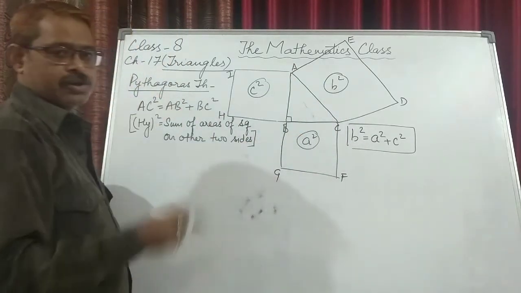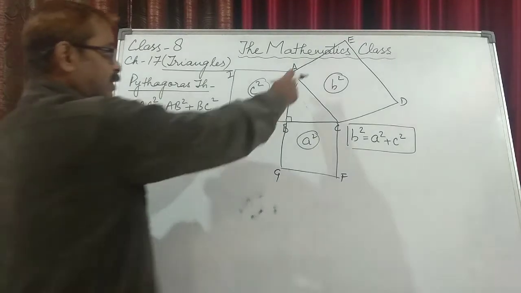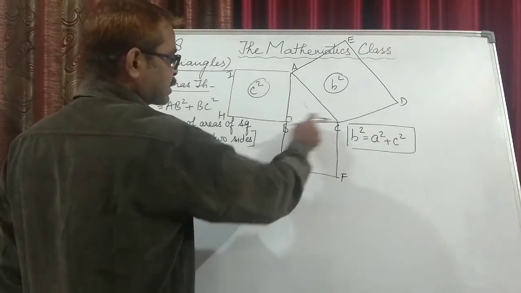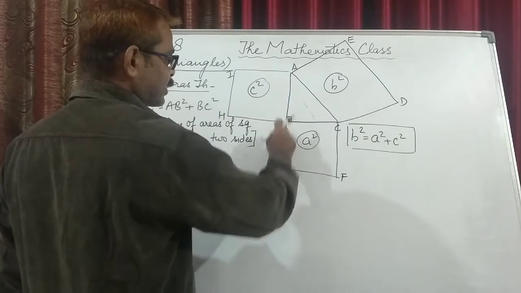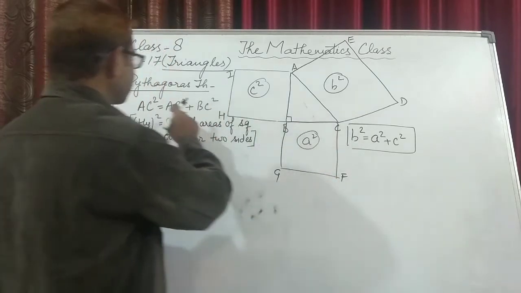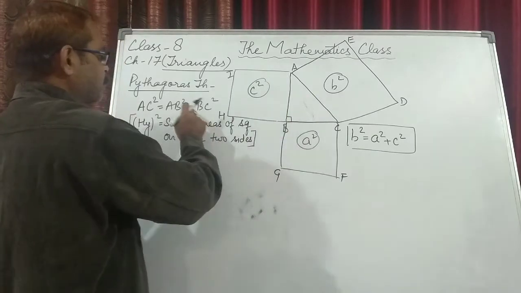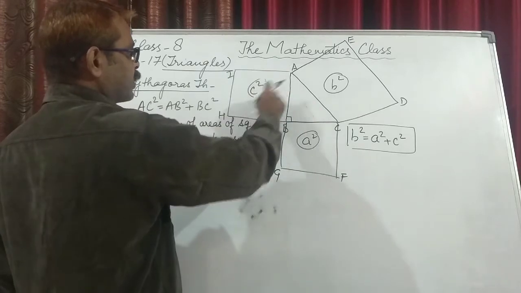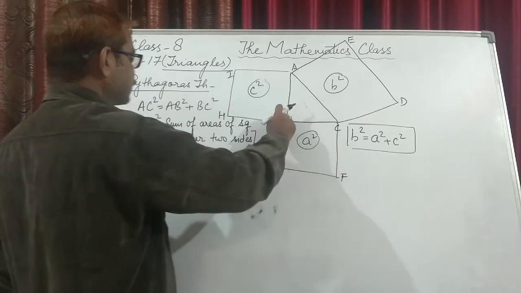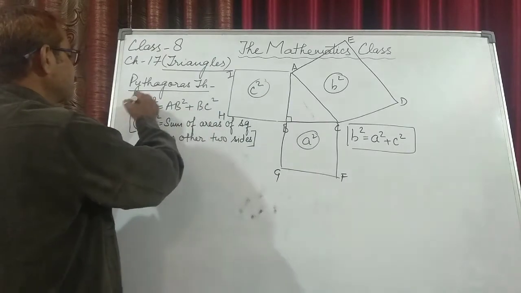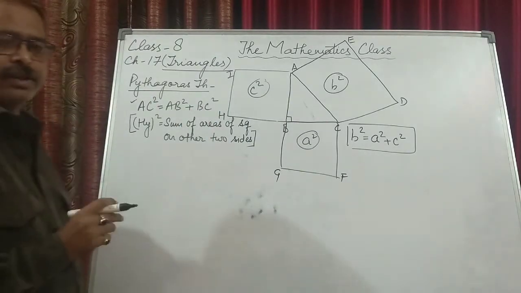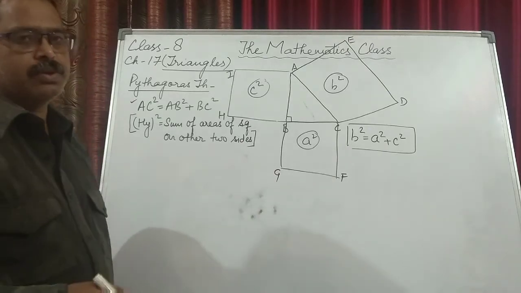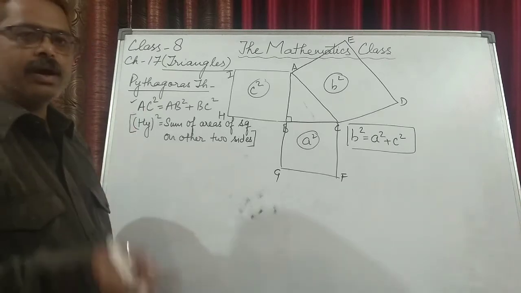Why AC square? Because the area of a square is side square, and this side is AC. So we have written AC square is equal to BC square. This side is BC, so whatever square will be there, its area will be the square of BC. So AB square plus BC square. AB will be this side. So the area of this square will be side square, and the side is AB. So AB square plus BC square. So you need to remember always that in Pythagoras theorem, the square made on the hypotenuse is always equal to the sum of the squares made on the other two sides.